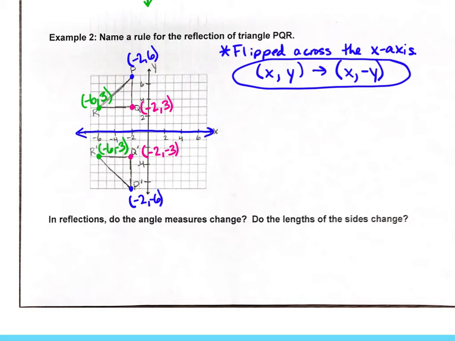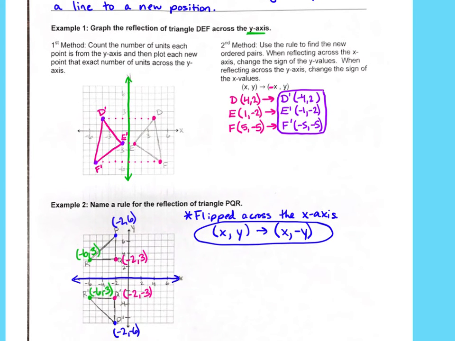Notice that when reflecting across the x-axis, the y value changed signs, and up here, when reflecting across the y-axis, the x value changed signs. So we have that rule. We reflected across the y-axis, so we changed the sign of the x value. We reflected across the x-axis, so we changed the sign of the y value. That'll help you to recognize that when you do a reflection, the axis that you're flipping across is the coordinate that stays the same. You always change the other coordinate to the opposite sign.